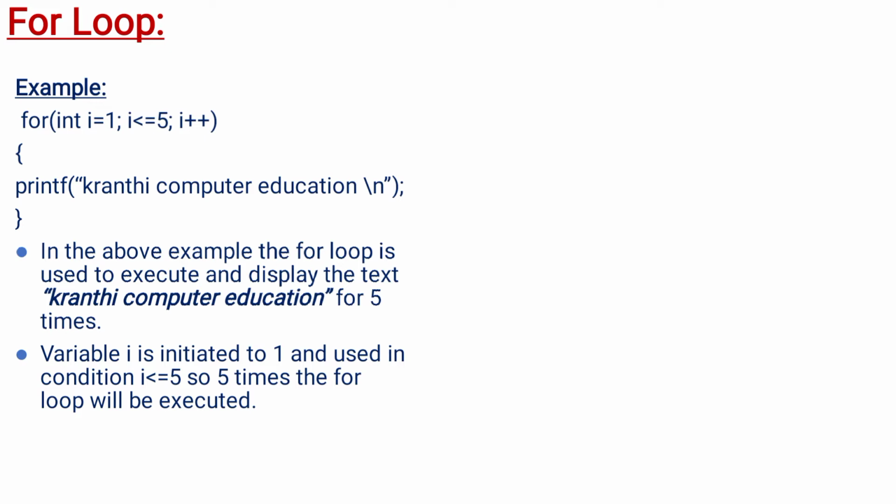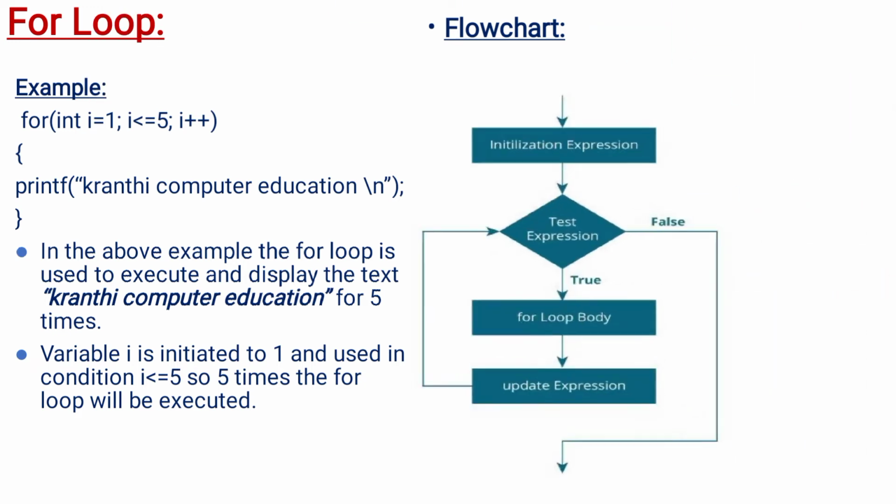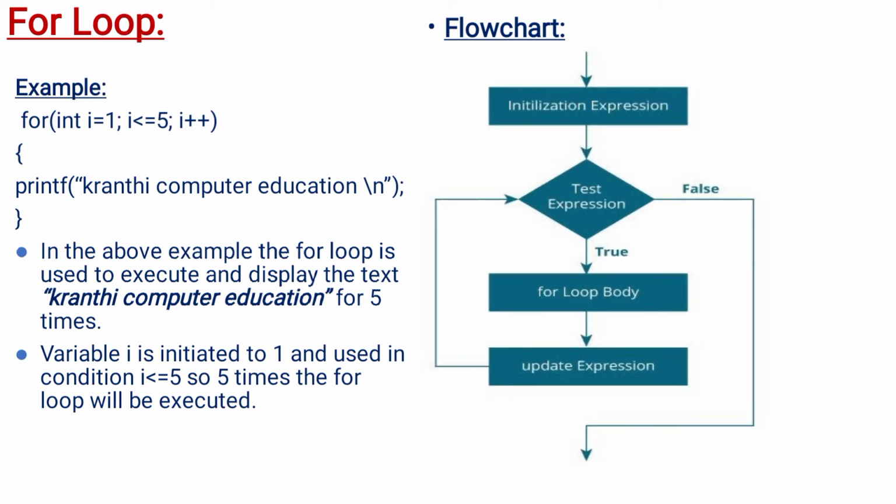So 5 times the for loop will be executed in the above example. Next we will see the flow chart to represent the working nature, the logic behind the for loop. This is the flow chart for the for loop.